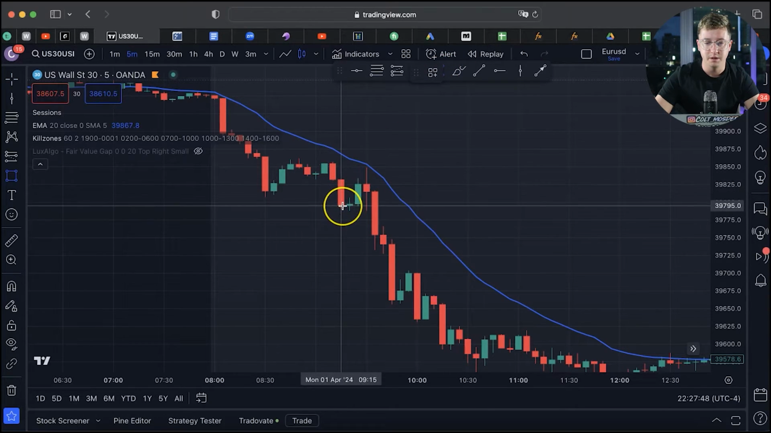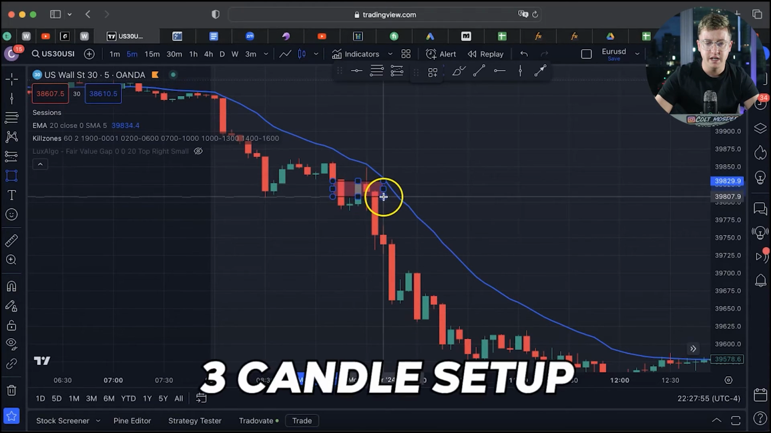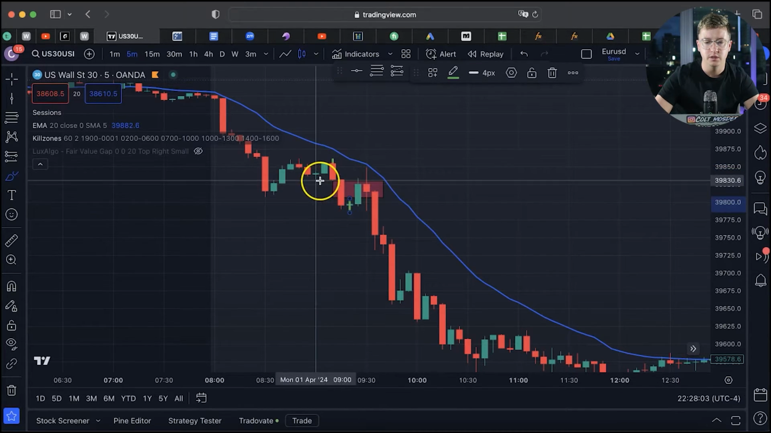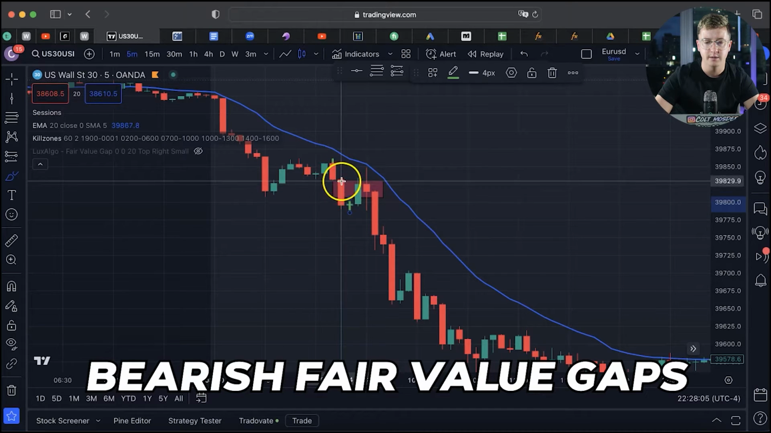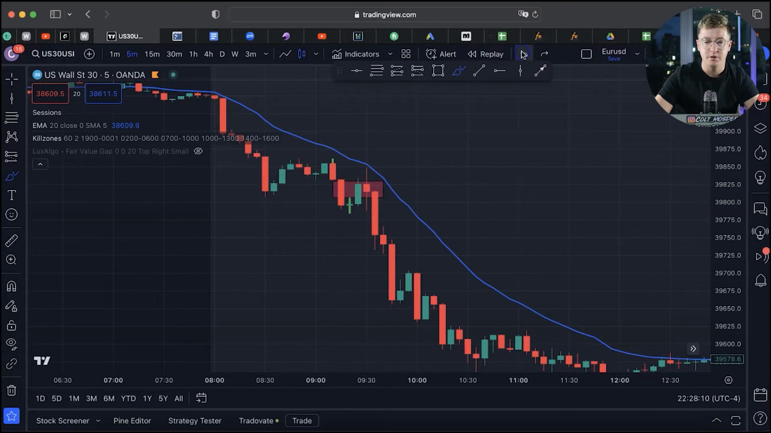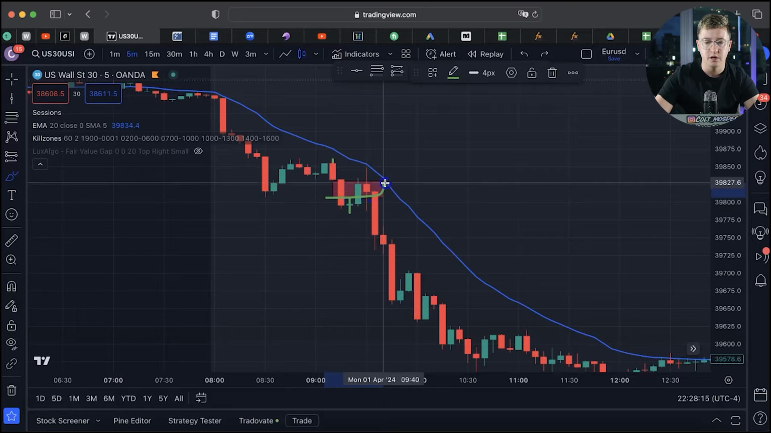So we have this big bullish candle. We're going to go from the previous candle's low, and this is a 3 candle setup right now. First candle is right here. Second candle is right here. Third candle is right here. So with these bearish fair value gaps, we're looking for a decently sized candle to make a gap between the first and the third candle. And that's where we're getting this rectangle, this box that we can mark up.